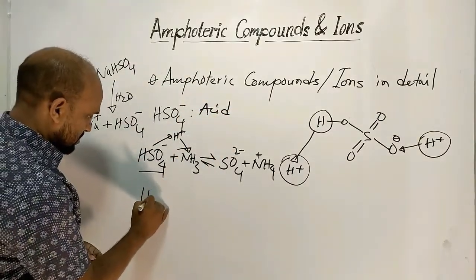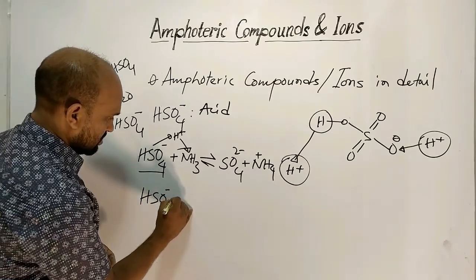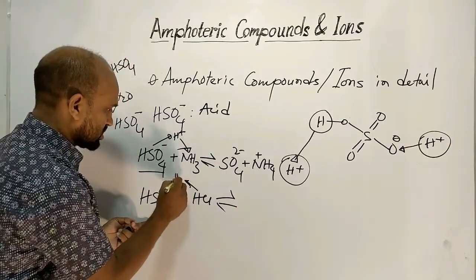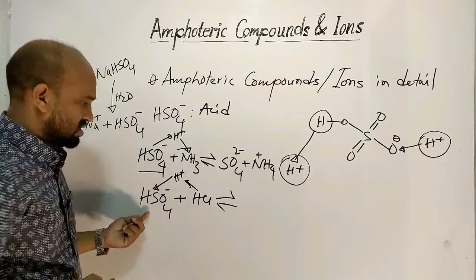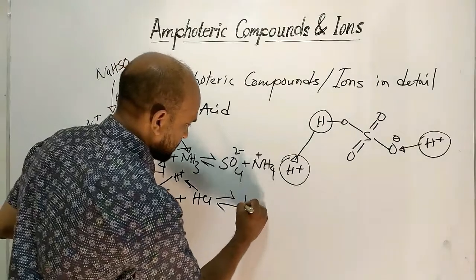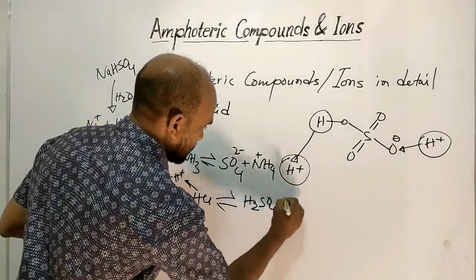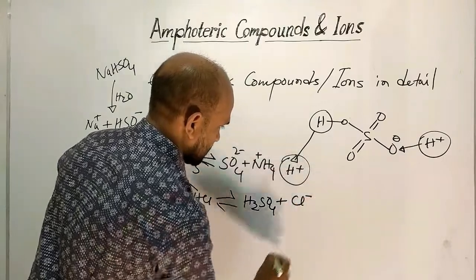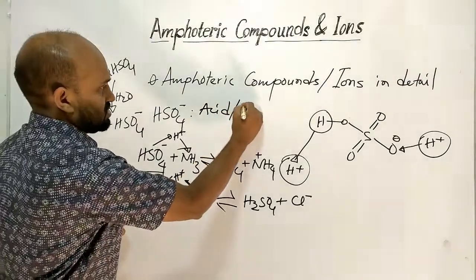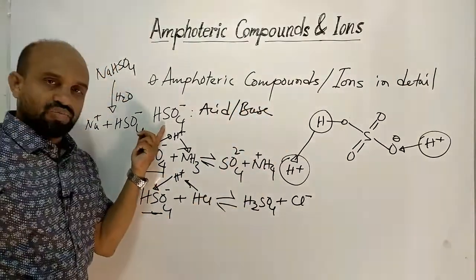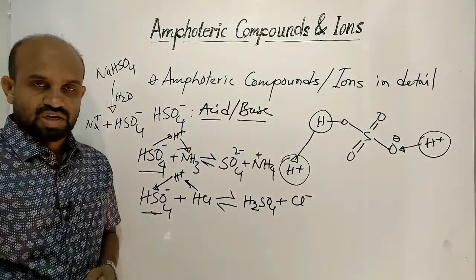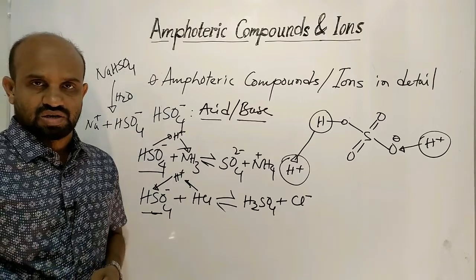Let's see another reaction. Bisulfate ion is added to hydrochloric acid. Then hydrochloric acid donates a proton. Bisulfate ion accepts that proton. After accepting the proton, bisulfate ion becomes sulfuric acid and HCl becomes chloride ion. So in this reaction, bisulfate ion acts as base. So bisulfate ion acts as acid and base as well. That means it's a kind of amphoteric ion.